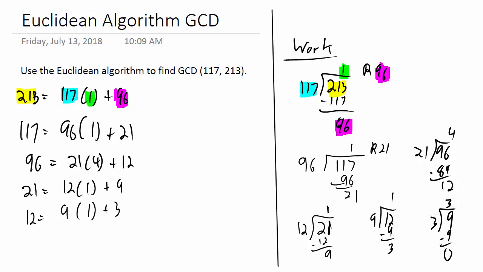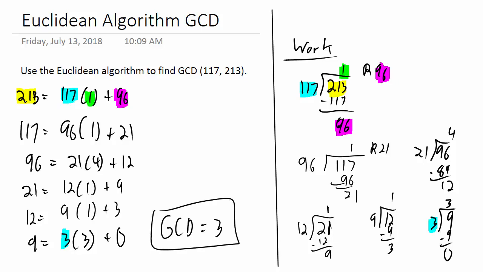So that means, and let's write the linear combination just for the formality, 9 is equal to 3 times 3, that's the divisor 3, plus the 0. Since our most recent divisor was the 3 right here, that means your GCD is equal to 3, and specifically the GCD of 117 and 213 is equal to 3.